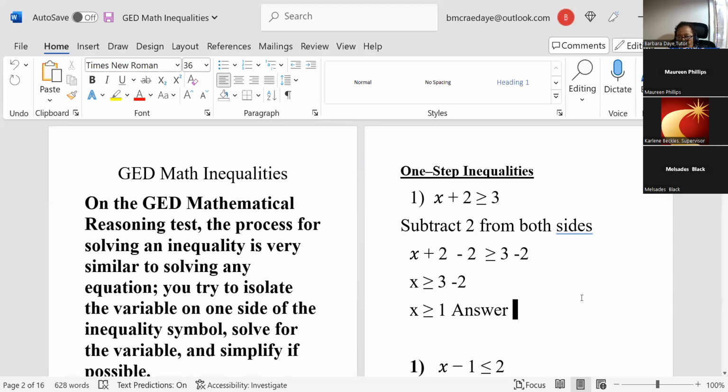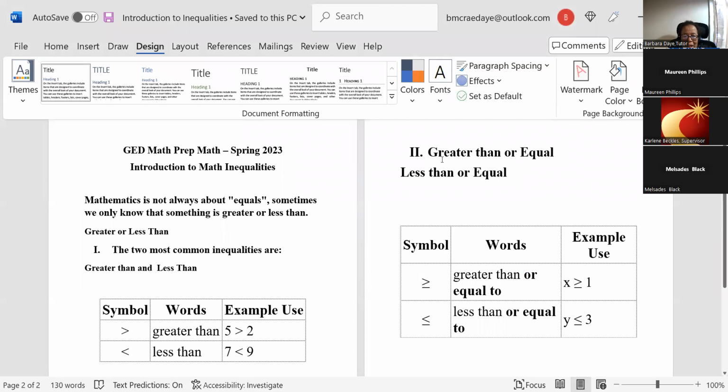Greater than or equal. Oh, you mean the 3, the 4? Well, okay, let me go back to where I was. Let me make sure you understand this. All right. Greater than or equal. In other words, it could be greater than a number or it could be equal. That's what that symbol means.